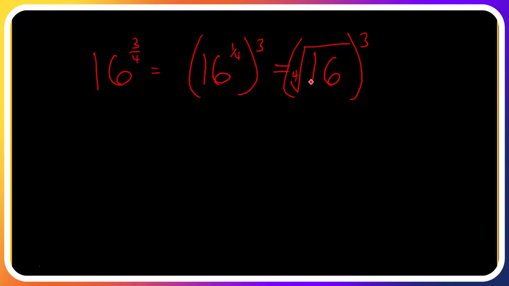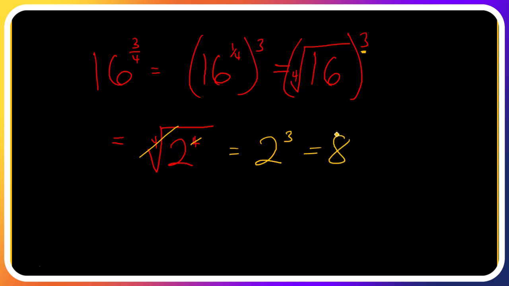So 16 to the fourth root gives us 2 raised to the power 4. Now the fourth root cancels the 4, leaving 2 raised to the power 3, and our result is 8. So this is what we normally see in our textbooks, and this is a longer approach.